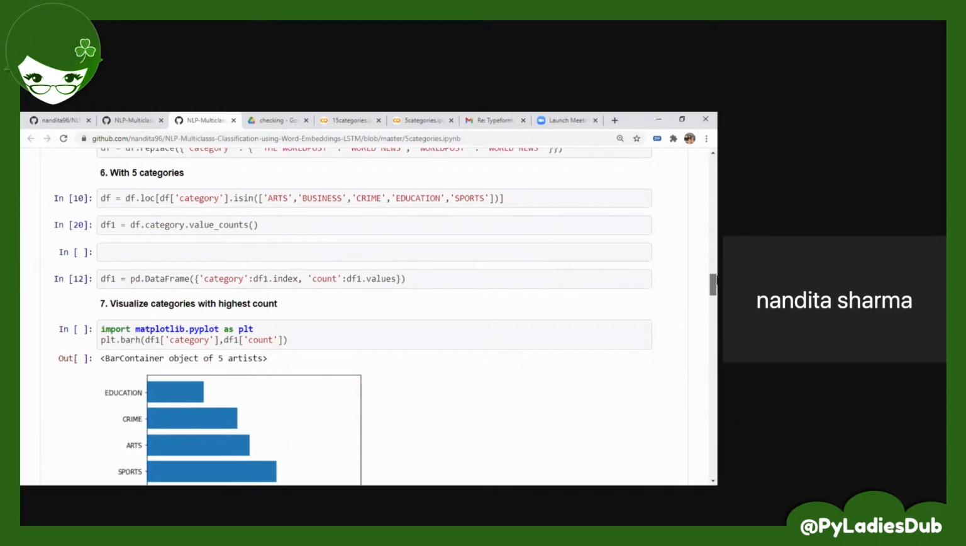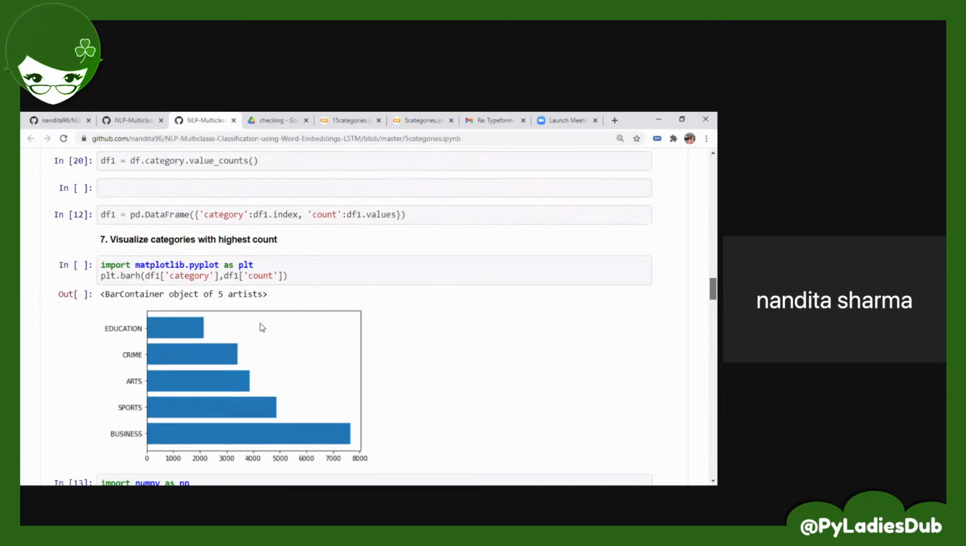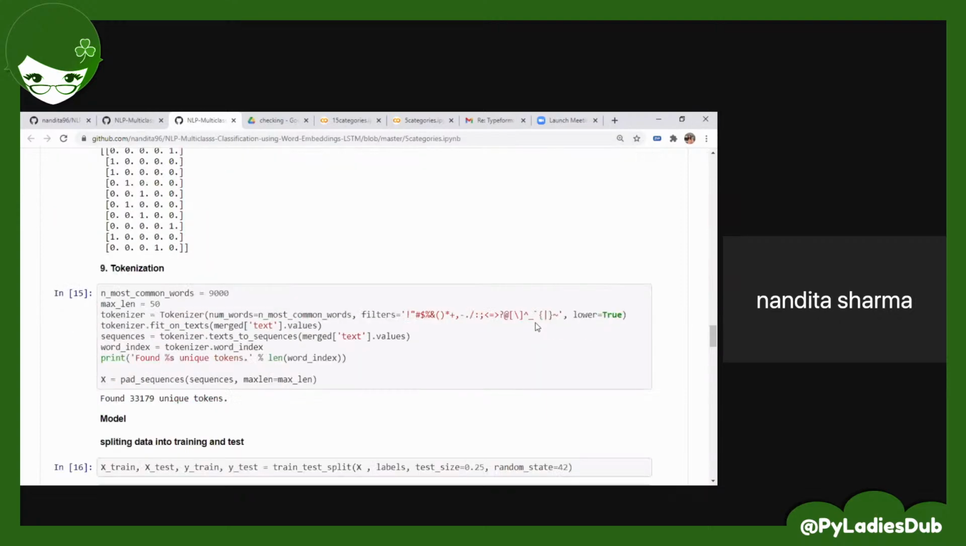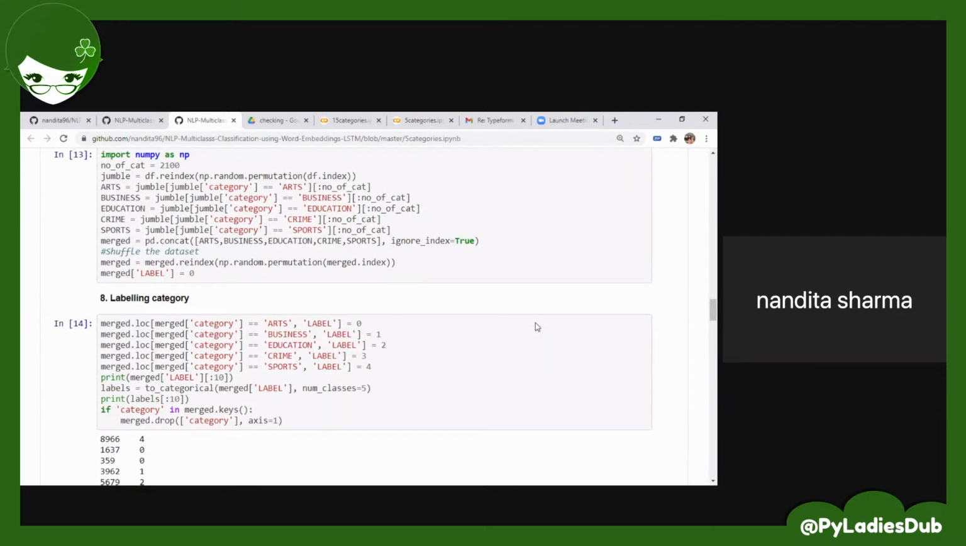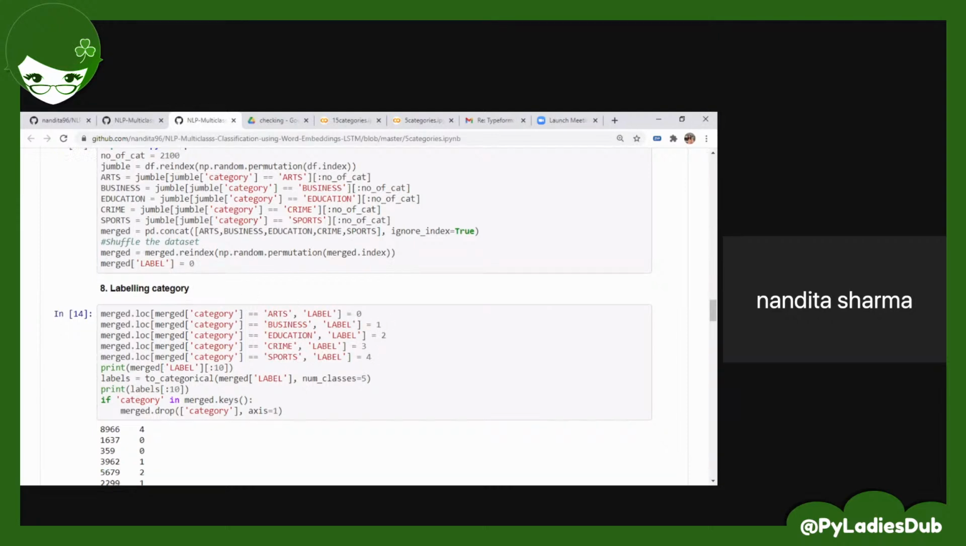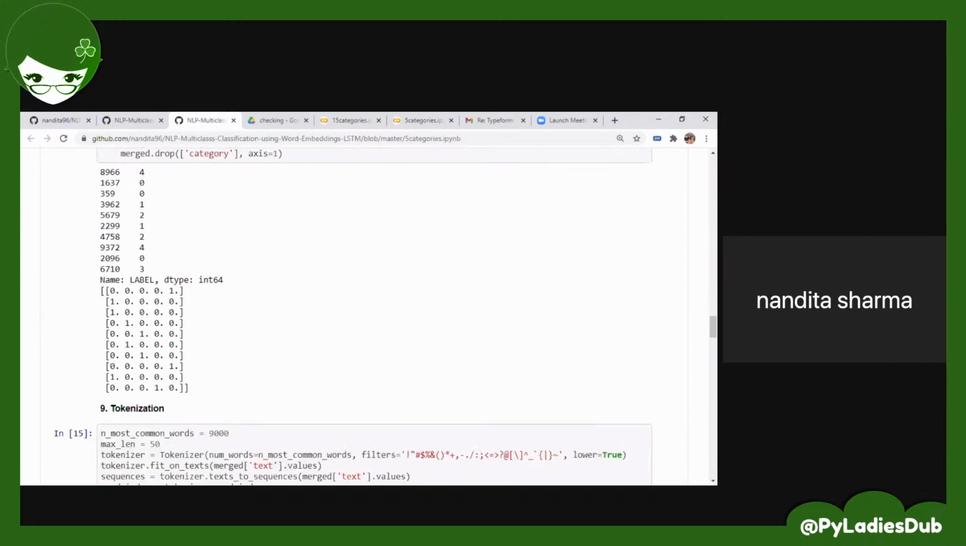Then we did a small data visualization. As you can see, the count of text in the business category is highest compared to sports, and the least belongs to education. Then here, the labeling of categories is done. As I said, I applied one-hot encoding, and that is why categories like art and business are given encodings 0, 1, 2, 3, 4. Similarly, it is done for all the categories.